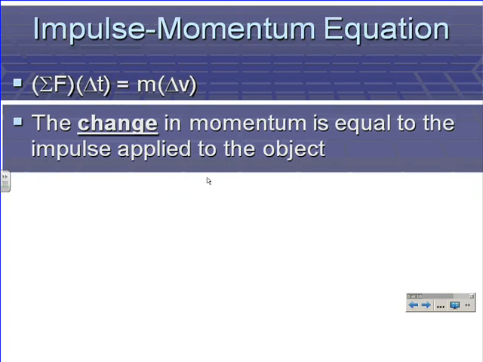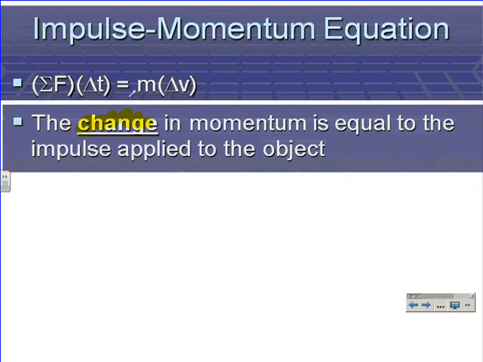Important thing to remember. The change in momentum is equal to the impulse applied to the object. So notice, once again, change. It's bold, it's underlined, and now it's highlighted. Okay? Impulse is equal to the change in the momentum of the object.